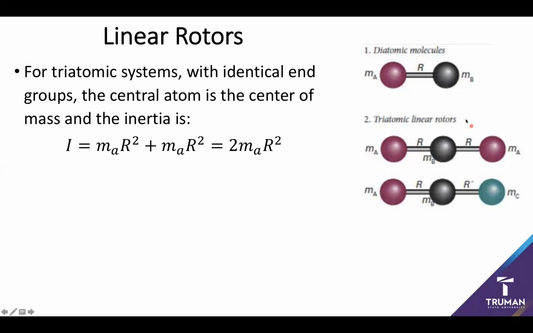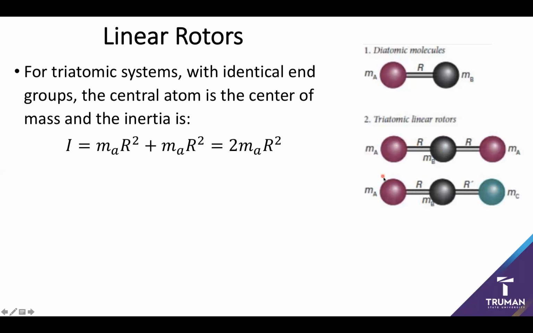And for this one, we get very lucky because the center of mass is that central atom. So all we need to do is calculate the moment of inertia by taking the mass of each of our atoms times the distance from the center of mass, which just turns out to be the mass of the outside atoms times the distance squared for both of them. So they're identical. So it just becomes twice the mass of the outside atom times the bond length squared. So that one's actually not too bad.